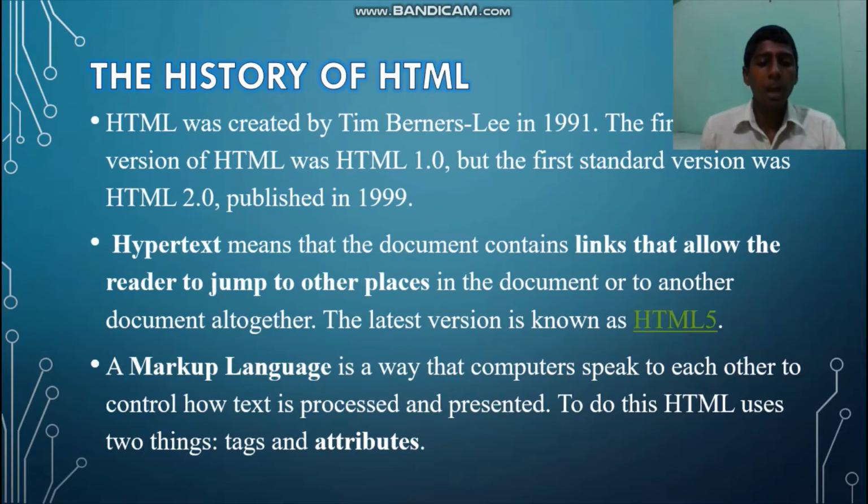A markup language is a way that computers speak to each other to control how the text is processed and presented. To do this, HTML uses two things: tags and attributes. They play a vital role in the coding of the HTML language.